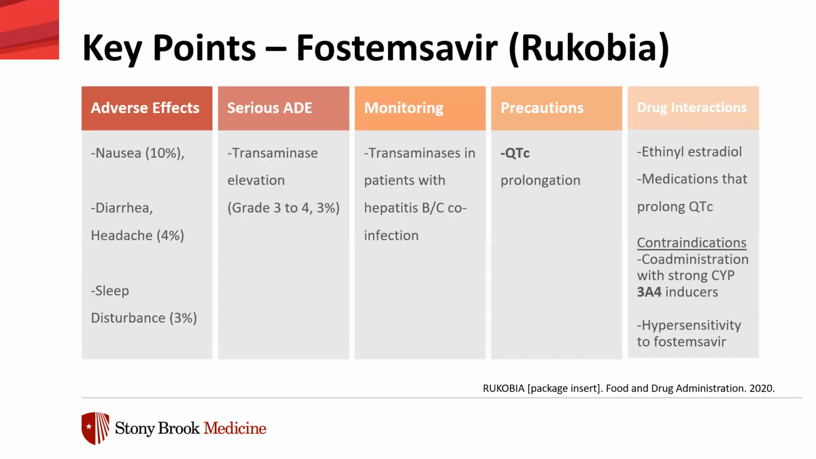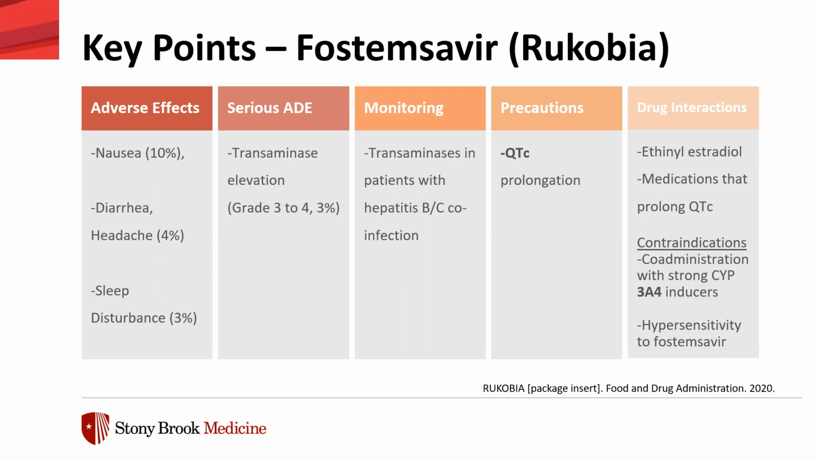Most common adverse effects with Rukobia are nausea, followed by diarrhea, headache, and sleep disturbances. Sleep disturbances reported as abnormal dreams as well as insomnia. Serious adverse effects are transaminase elevations. However, in the clinical trial that got Rukobia approved, the BRIGHT trial, this was only found in patients that had co-infections with hepatitis B and C. Therefore, monitoring of liver chemistries is only recommended in patients that have that hepatitis co-infection.